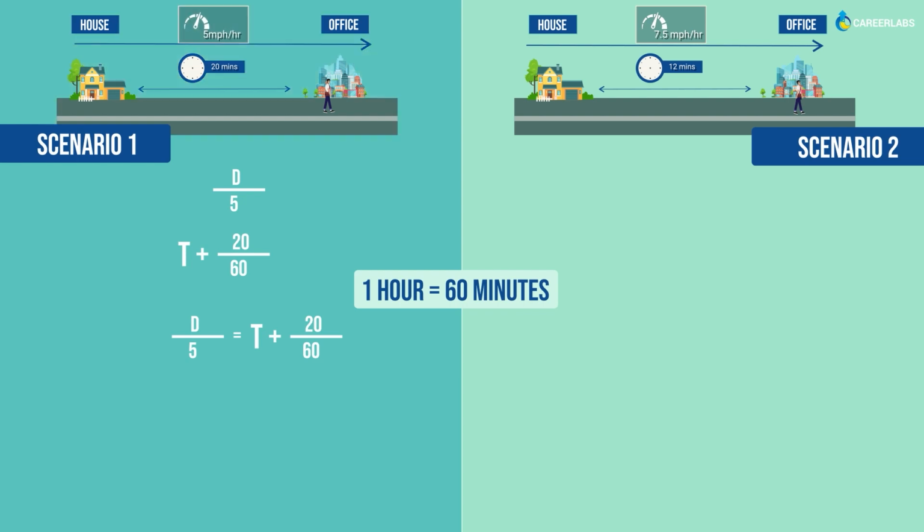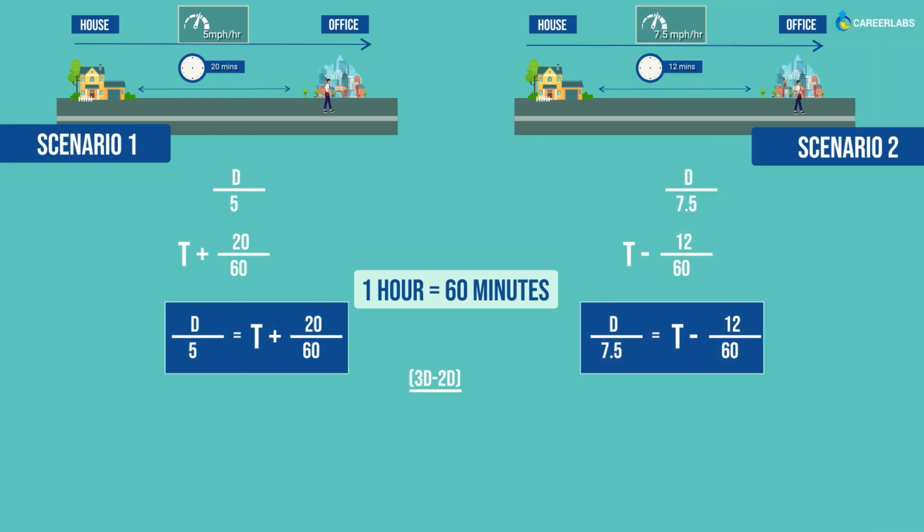Let's solve the second equation now using the second scenario. It's been given that when he travels at a speed of 7.5 miles per hour, he is early by 12 minutes. We're following the same process as the first equation. The second equation would look like d by 7.5 equivalent to t minus 12 by 60. As he is early by 12 minutes, he will take less time to reach, isn't it? Hence, we have used minus 12 here, and to convert minutes to hours, we have to divide 12 by 60.